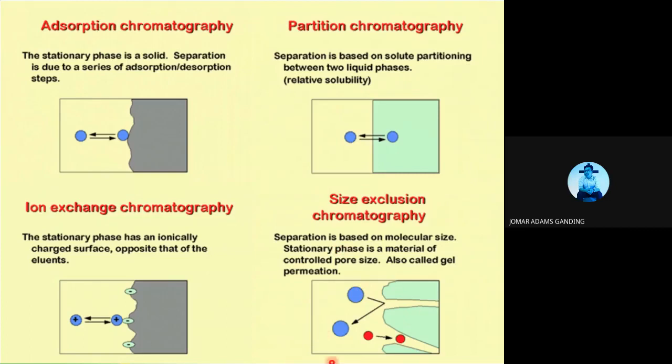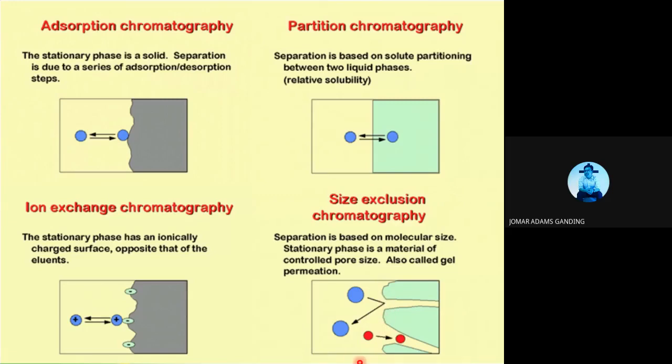Take for example these ions here, the one in blue and the one in red, which are of the same solubility. You would have a hard time differentiating or separating the two. But this is answered by size exclusion chromatography, whereby smaller compounds will migrate faster into the stationary phase, and the larger molecules would take a longer time to migrate into the mobile phase. So you are able to identify them because of the difference in their retention time. Are we clear with that? It is composed of gel.